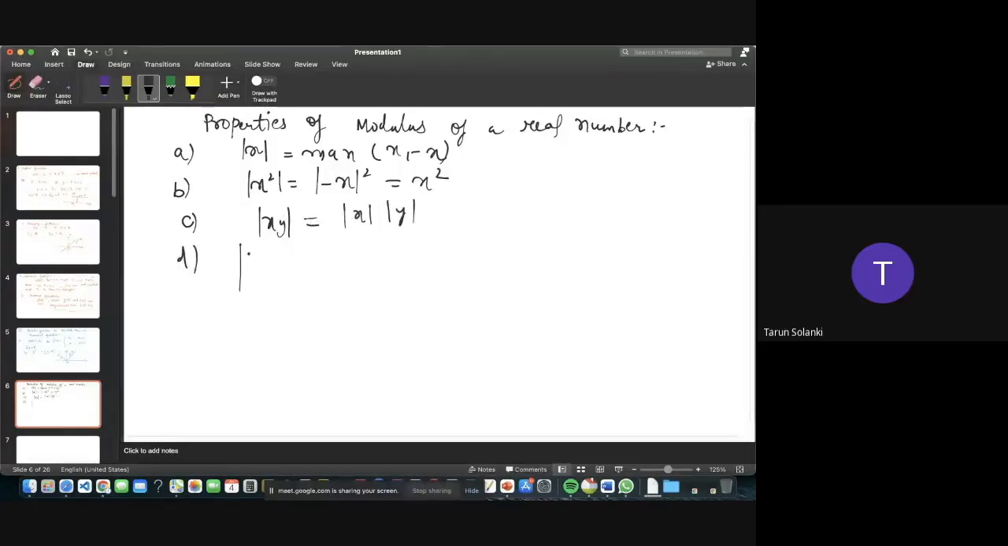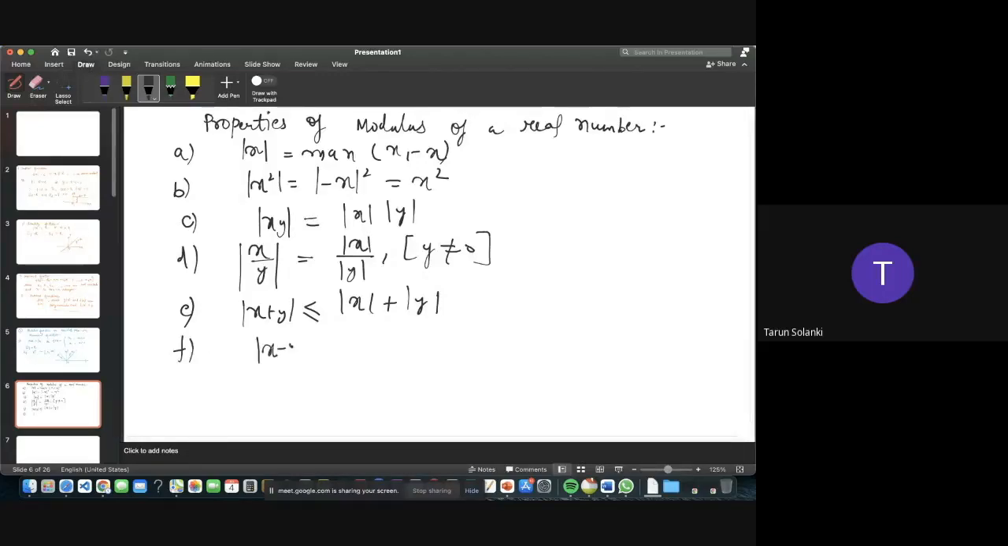Fourth is, mod of x by y, we can write this as mod x by mod y, where y is not equal to 0. Next, we are having mod x plus y is always less than or equal to mod x plus mod y. Similarly, mod x minus y is also less than or equal to mod x plus mod y.